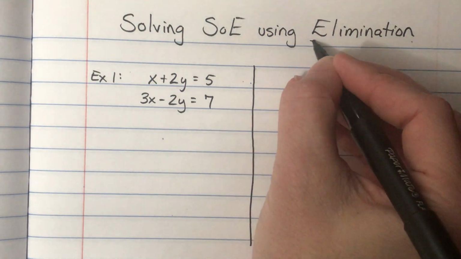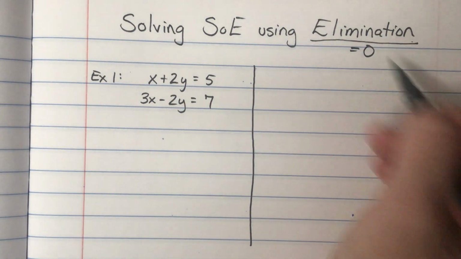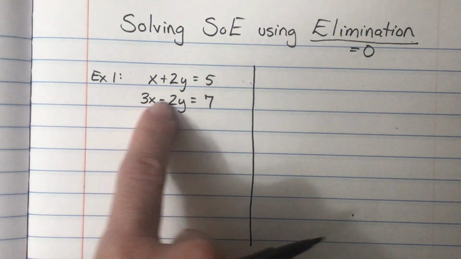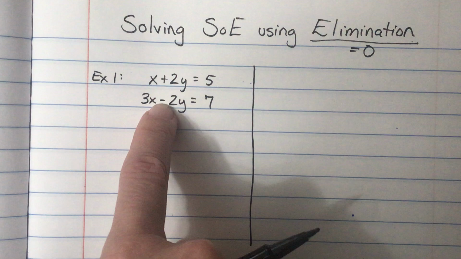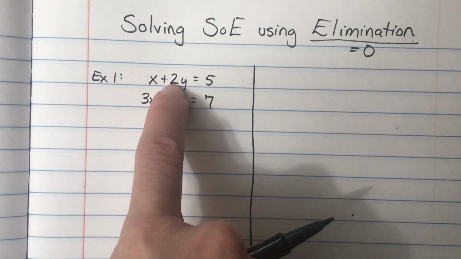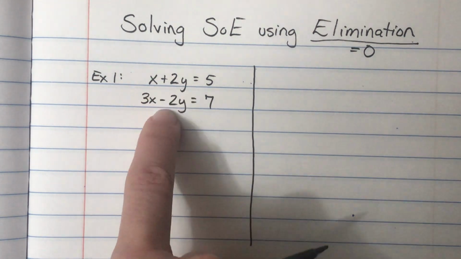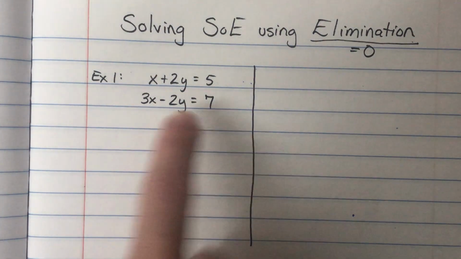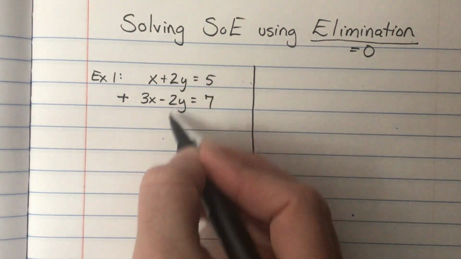Well, when we're talking about elimination, what we mean is making something go to zero, right? If you eliminate something, that means that it's going to zero, it's canceling out. If you look at the sign in front of this, it's actually plus 2y, and this is actually minus 2y. So what will we do to a positive 2 and a negative 2 in order to get them to equal zero? Well, we would add them, right? Positive 2 plus negative 2 actually equals 0. And so what I'm going to do is add these equations together.